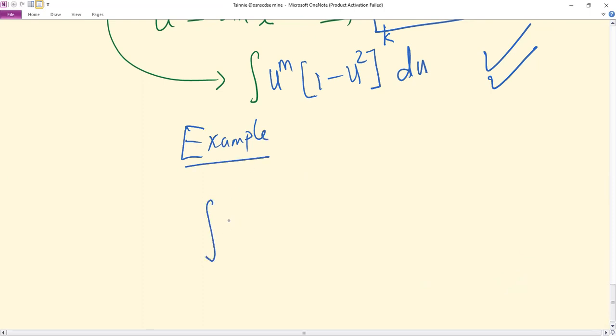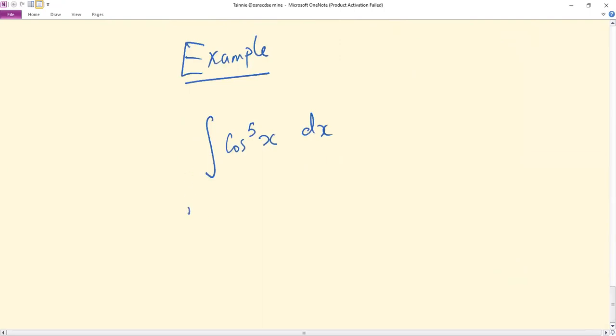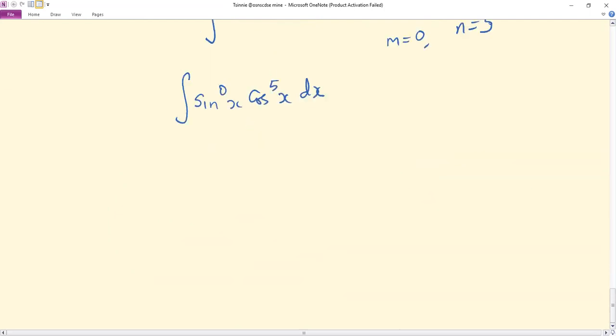So example, integrate cos power 5 x dx. You see this can be written as the integral of sine power 0 x cosine power 5 x dx. So our m is 0 and our n is 5. So this odd one is the one that we split into odd and even. So we write cos power 5 x dx as the integral of cos power 4 x and then times cos x dx.